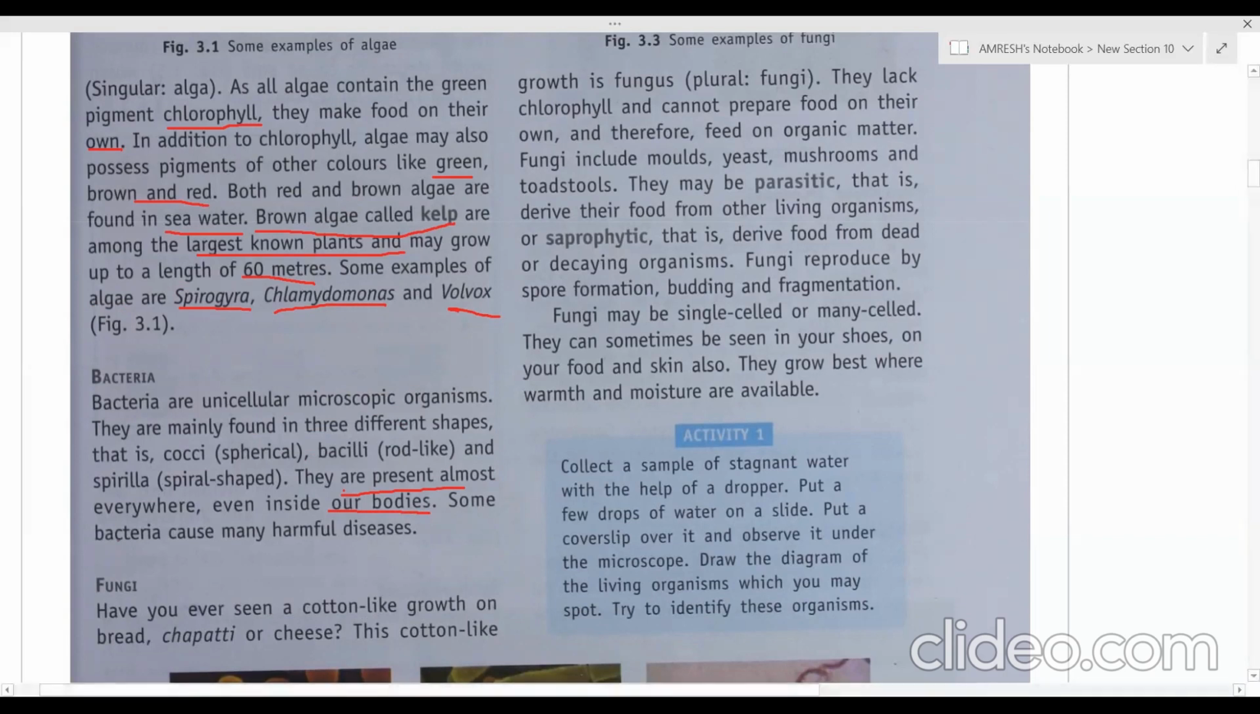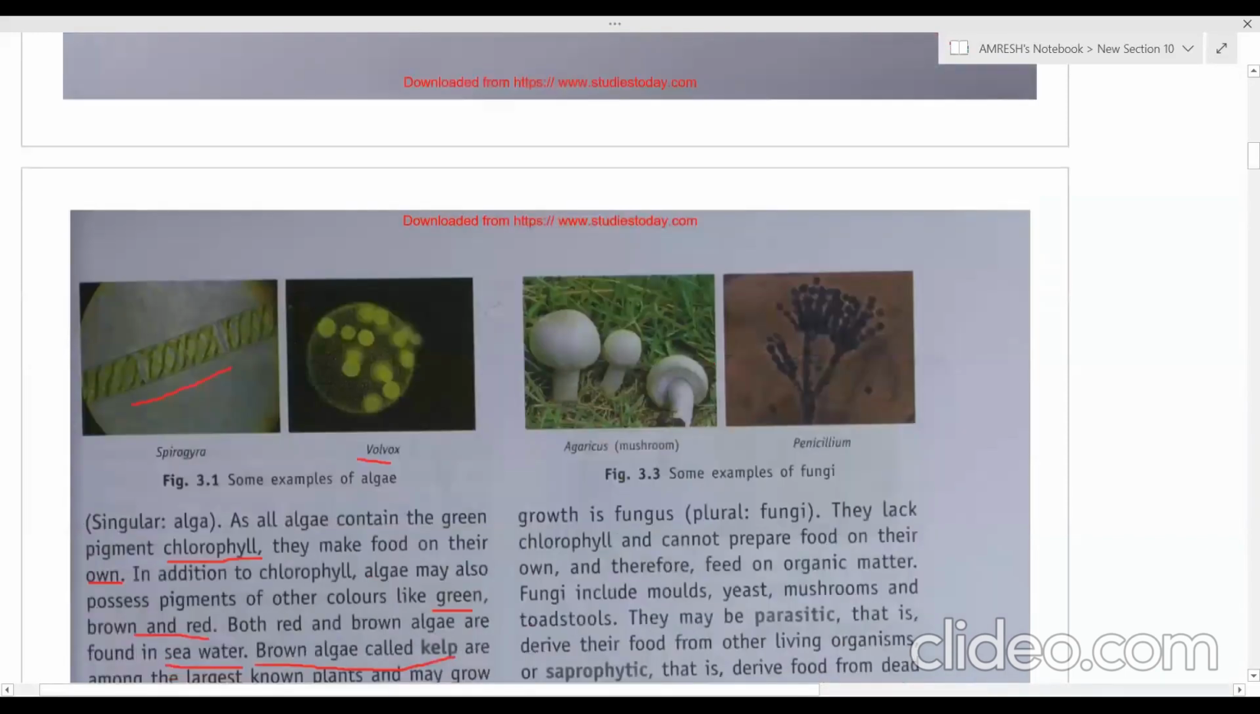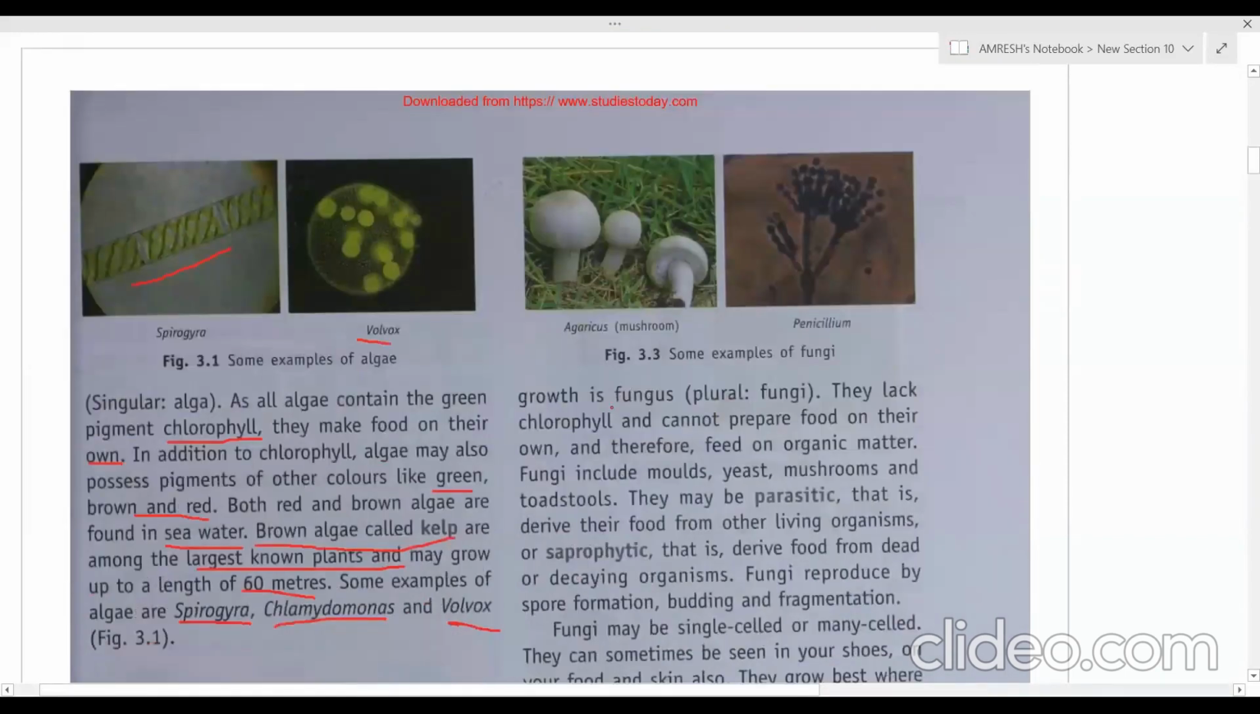Next is your fungi. See, if you keep your bread in open for some days, you will see black patches are formed on your bread. Those black patches are your fungi. The cotton-like patches formed on the bread are your fungus, or plural, fungi.